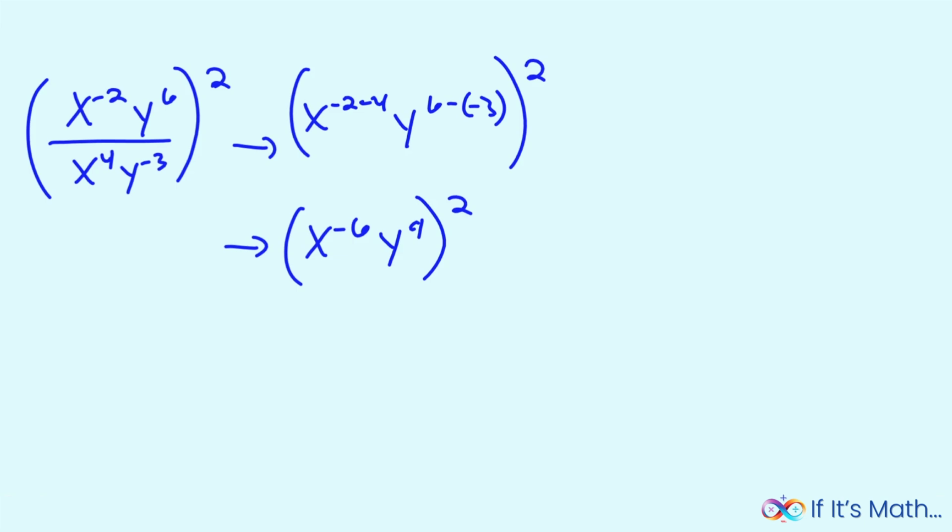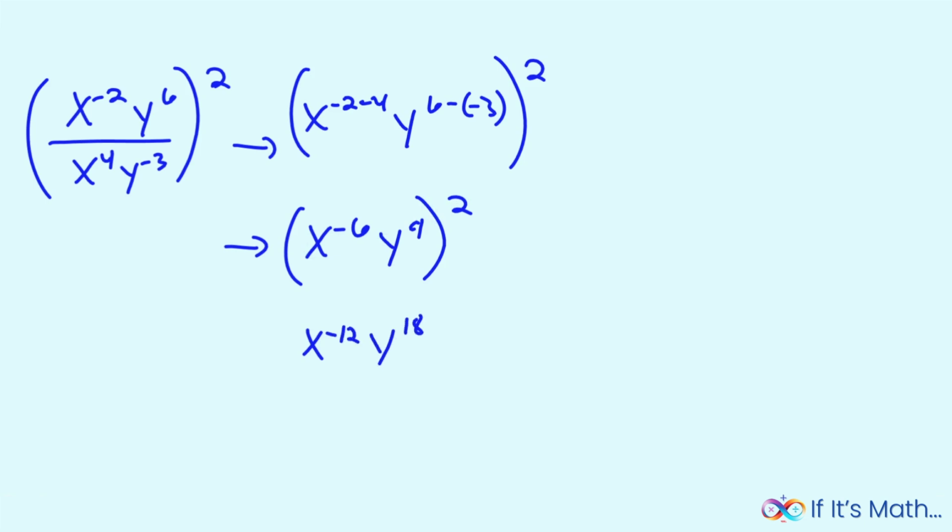Okay, so now we're going to go ahead and use that next rule. So the next rule, remember, if you have exponents raised to exponents, you multiply. So this is going to give us x to the negative 12, y to the 18th.